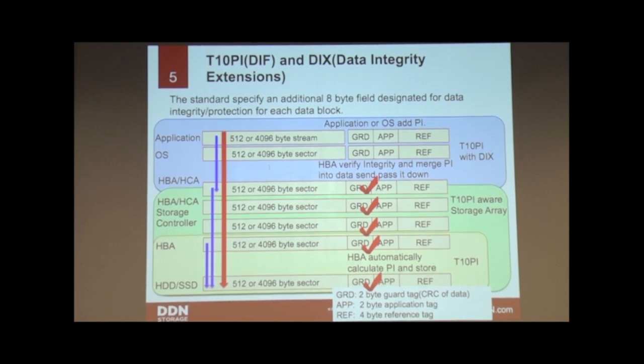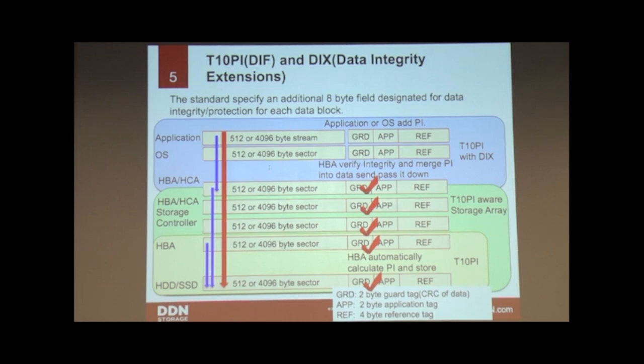So T10-PI, again, is a definition between the HBA and the disk. You need to have T10-PI support in the HBA and drives to enable T10-PI. In some cases you have a storage array on top of the disk, so in order to enable T10-PI or end-to-end integrity, your storage array needs to support T10-PI. Then the HBA or the storage array needs to support DIX. DIX is the Data Integrity Extension, which extends the protection another layer, from the HBA to the application or the operating system.